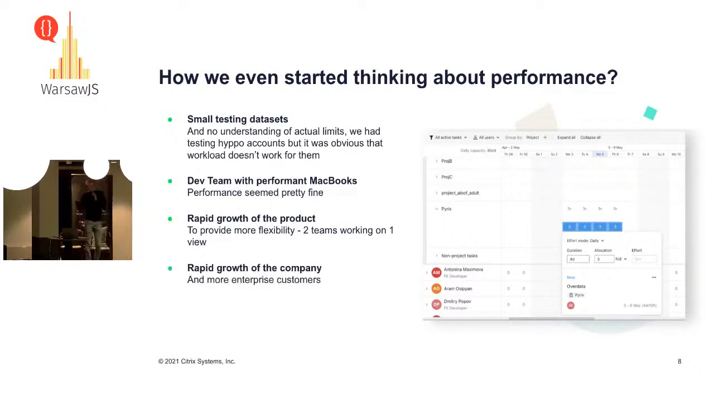And sure, the company also experienced some growth, and it led to the fact that we got many more enterprise customers. And who are enterprise customers? They don't have 10 or 20 people in their teams. They have thousands of them, and they want to see this workload for thousands of people. That sounds like a really big challenge. So starting from January, we started getting performance escalations: 10 in January, compared to 0 in December. Something went wrong.